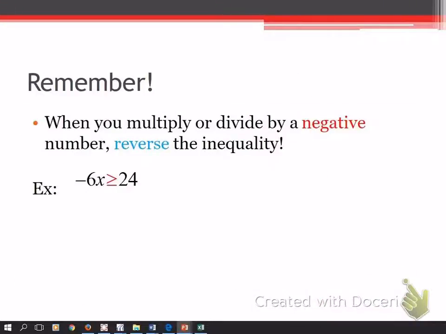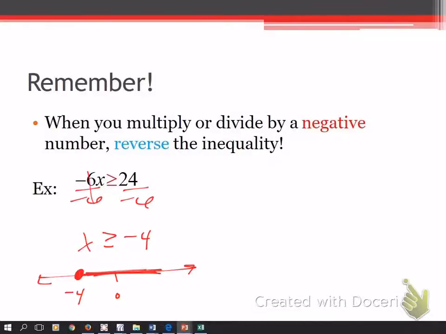Now, the big deal happens when we divide by a negative. If we divide by a negative and we don't flip the inequality sign, we would get here x is greater than or equal to negative 4. And if we were to graph that, we'd go 0 here, negative 4 here. We need a closed circle on negative 4 because negative 4 would be a solution, because negative 4 is equal to negative 4. And then the inequality sign says that we would need to shade to the right, which means that we're shading 0, which means that 0 should be a solution.